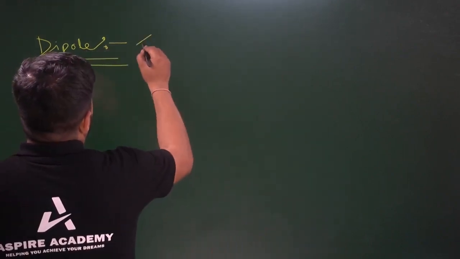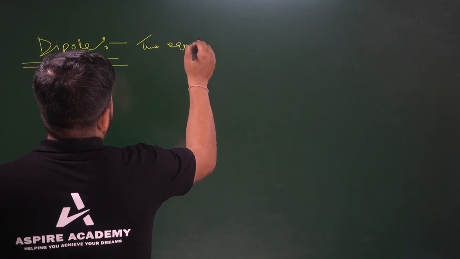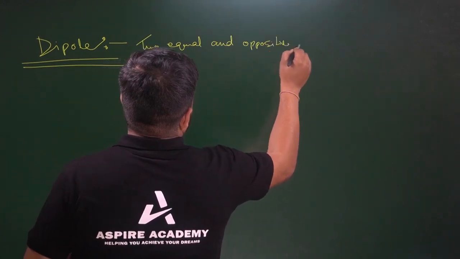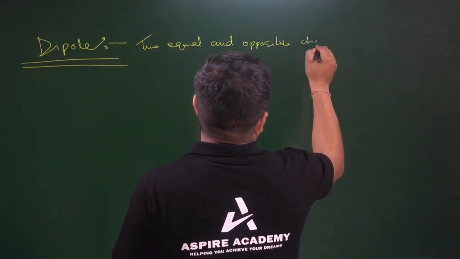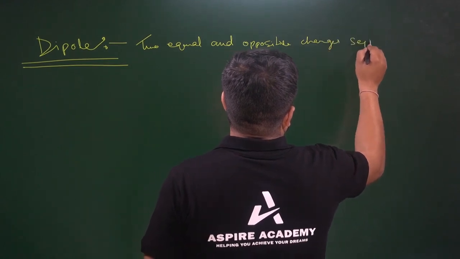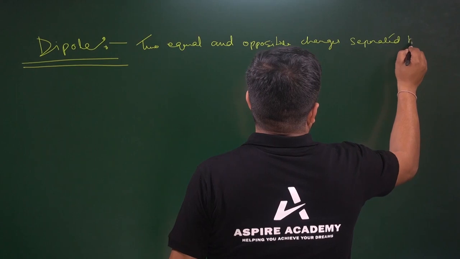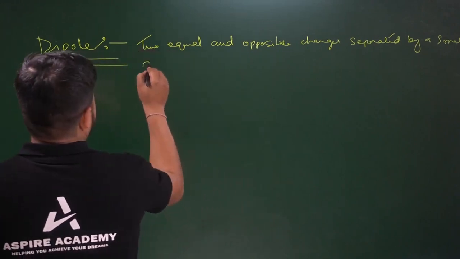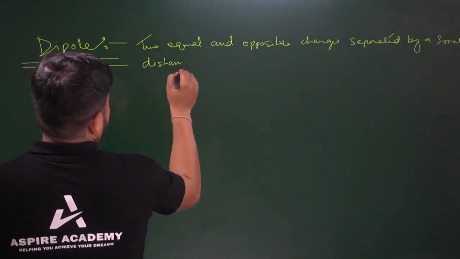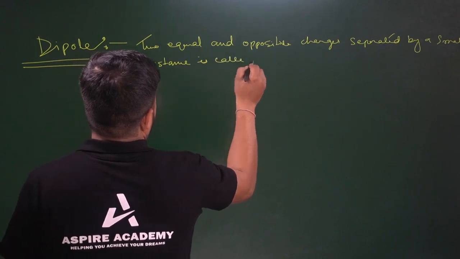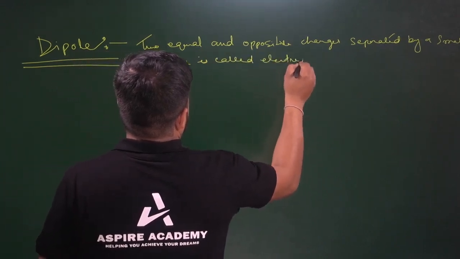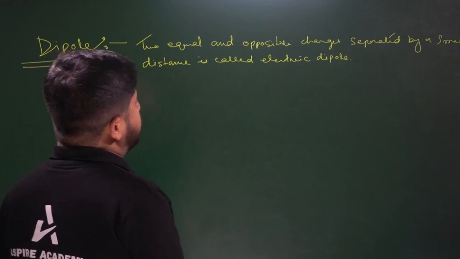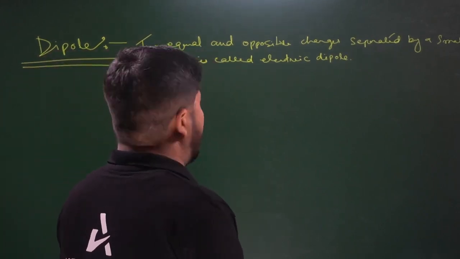So what is the definition? Two equal and opposite charges separated by a small distance is called an electric dipole.